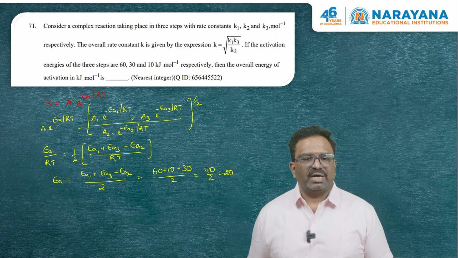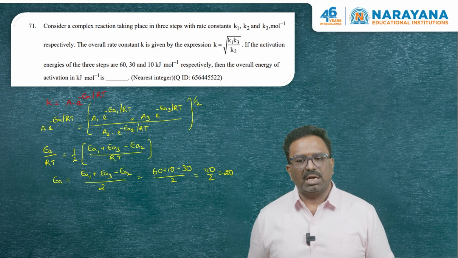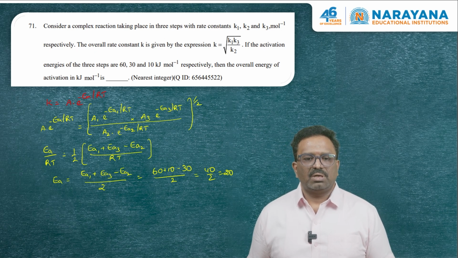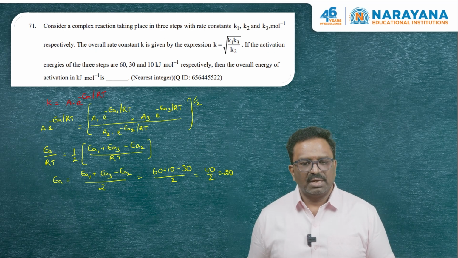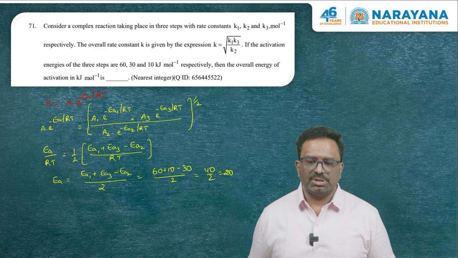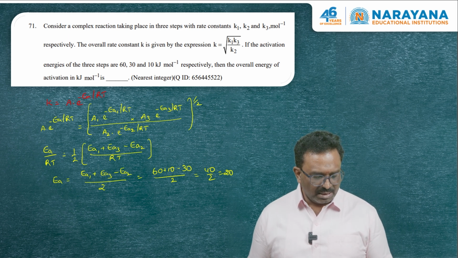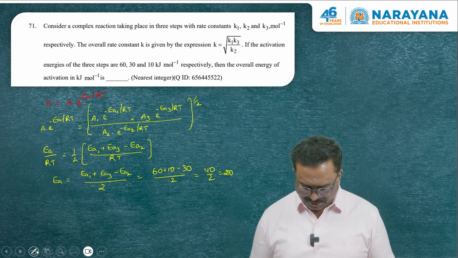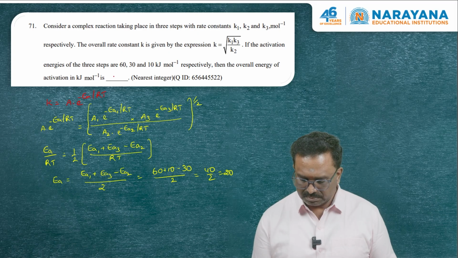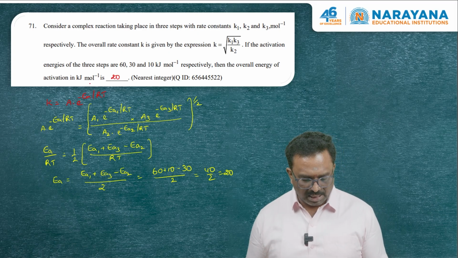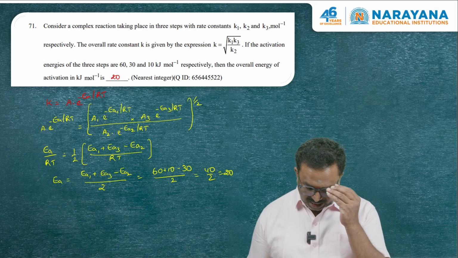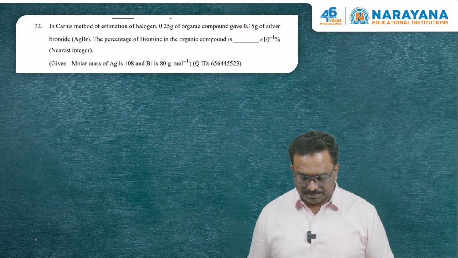So we can identify the overall energy of activation in kilojoules per mole. As per the given energy values are also activation energies in kilojoules per mole, no change in the unit, same you can represent. It is 20 is the correct answer for this one in kilojoules per mole. Let me see the next one.